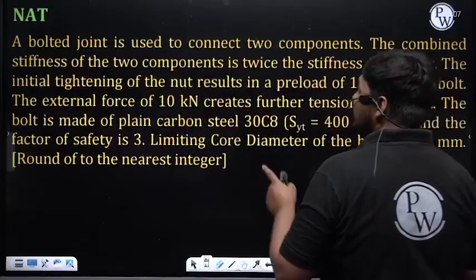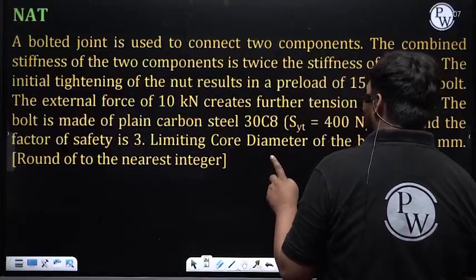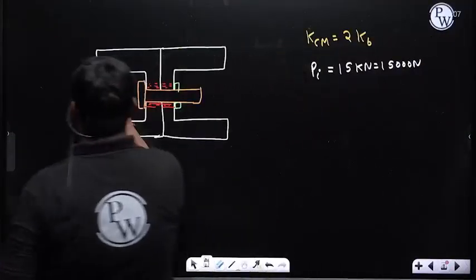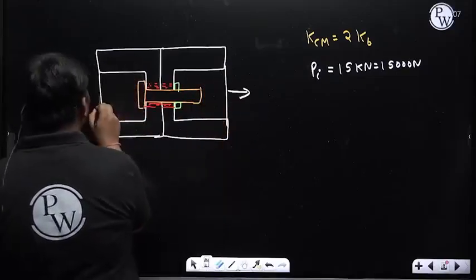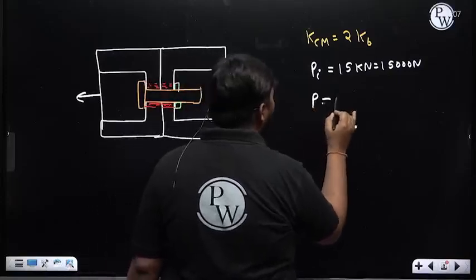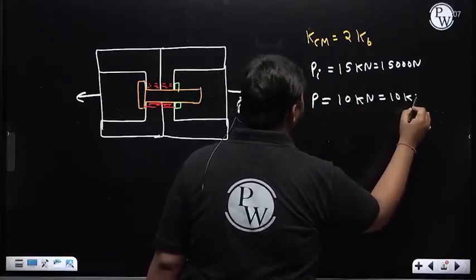Along with this, it is subjected to an external tensile load of 10 kilonewton, which creates further tension in the bolt. It is subjected to an axial external tensile load of 10 kilonewton, which I am representing as P, and definitely due to this load also tensile force will be induced in the bolt, because it is a tensile load.